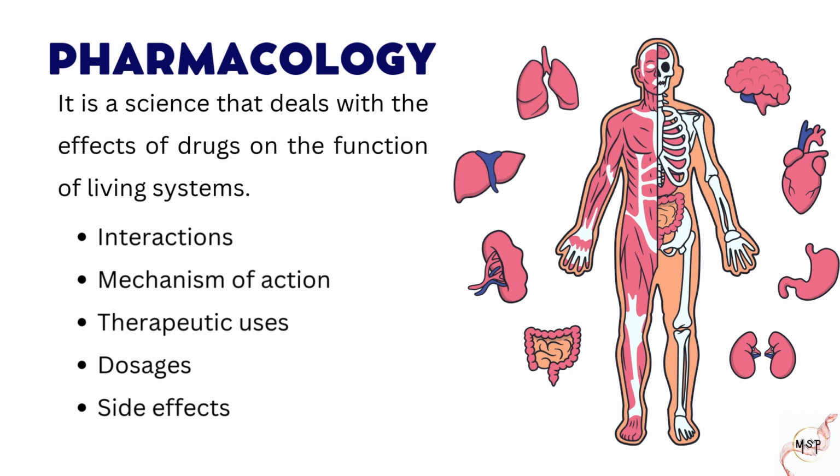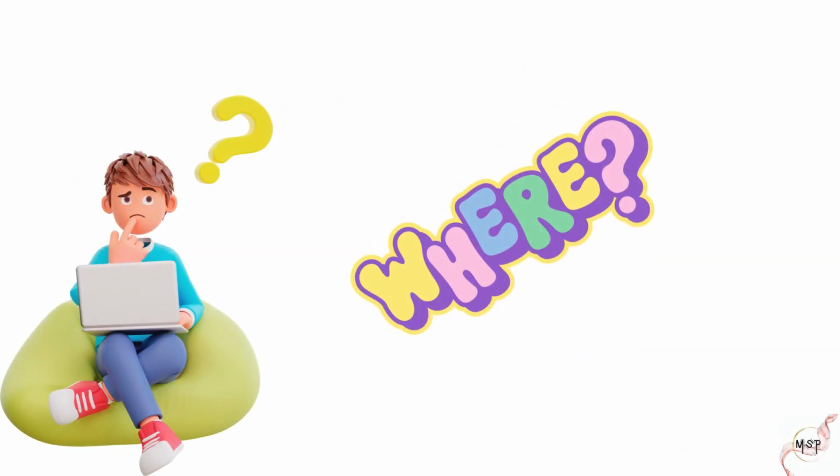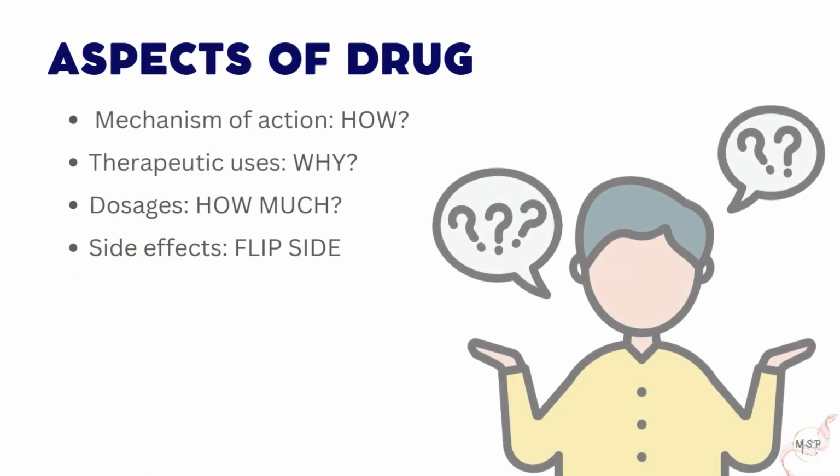It helps us to understand how drugs work, how they move through our bodies, and how they can be used safely and effectively. We'll dissect the key aspects of drug action, from interactions and mechanism of action, therapeutic uses, dosages, and potential side effects. Pharmacology is like the ultimate user manual for drugs. It answers questions like how do drugs work, where do they go in the body, how can we use them safely and effectively. Now let's see what are the key aspects of drug action.